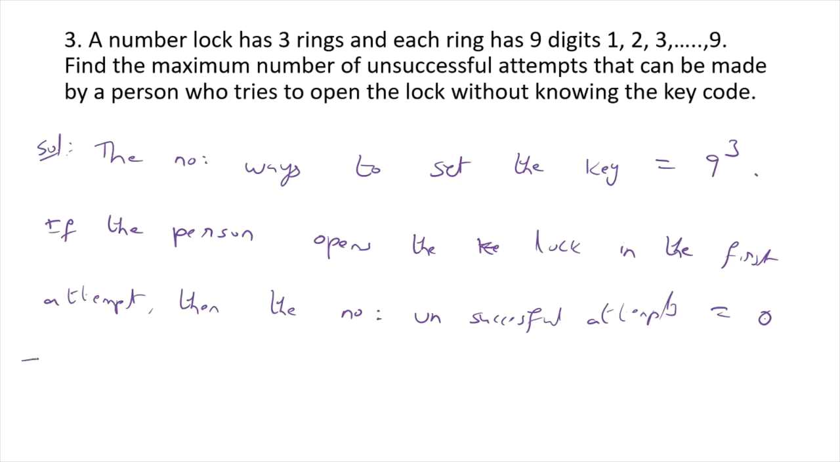This implies the maximum number of unsuccessful attempts is equal to 9 raised to 3 minus 1. So this is the maximum number of unsuccessful attempts that a person can make when he tries to open the lock without knowing the key.